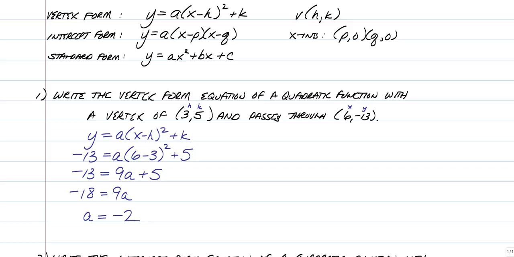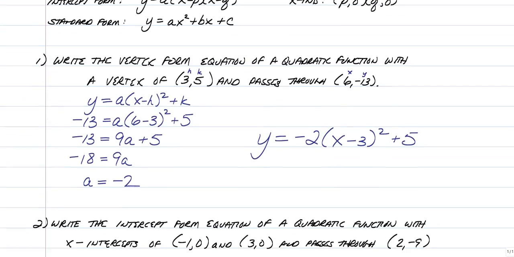But we're not done. We have to write the vertex form equation. So now that we know what a is, we just write y is equal to negative 2 times x minus 3 squared plus 5. Okay, so what you need to do is take what's given, solve for your a value, and then go back and write the equation. And that's the exact same thing we're going to do in our next example.